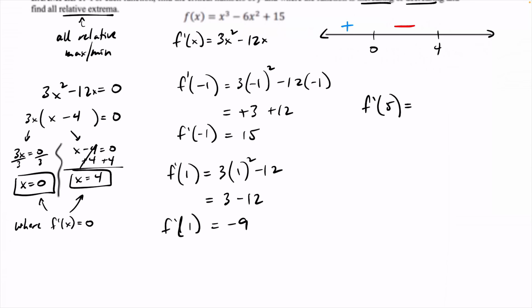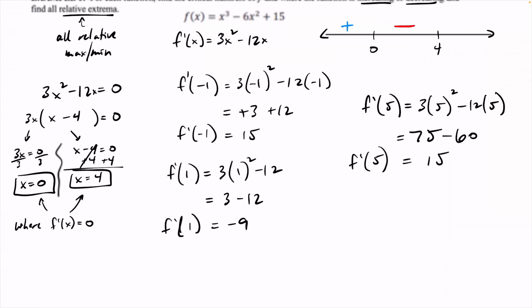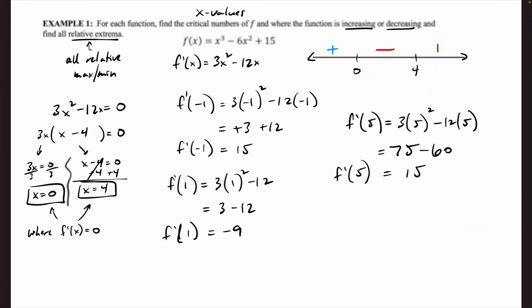I'll choose 5. Sometimes 10 is easy because it's a round number, so 10 might be easy. I just chose 5 because it's close to 4. So we got 3 minus 12, so we got 5 squared is 25 times 3 is 75. 12 times 5 is 60. Positive 15. So it's increasing again, right? So it's increasing again, okay?